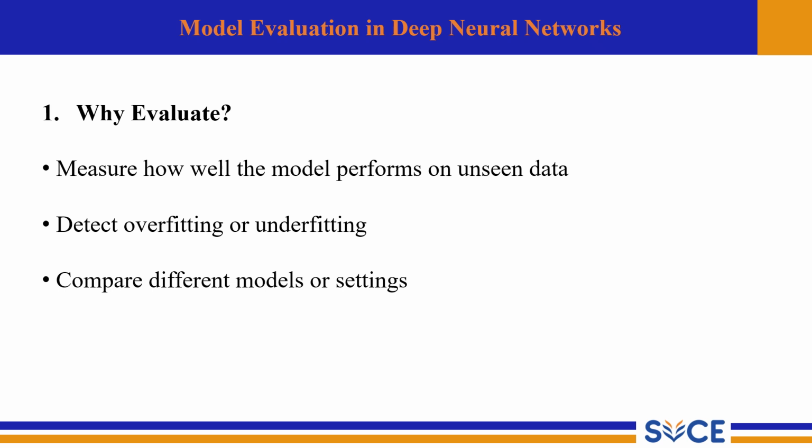Second, evaluation helps us to spot problems like overfitting or underfitting. Overfitting means the model memorized the training data too well and doesn't do well with new data. Underfitting means the model didn't learn enough and misses the patterns. And finally, we evaluate so we can compare different models or settings. This helps us to choose the best one for the job. In simple terms, we test the model on new data, we check for learning problems, and we pick the best model by comparing.